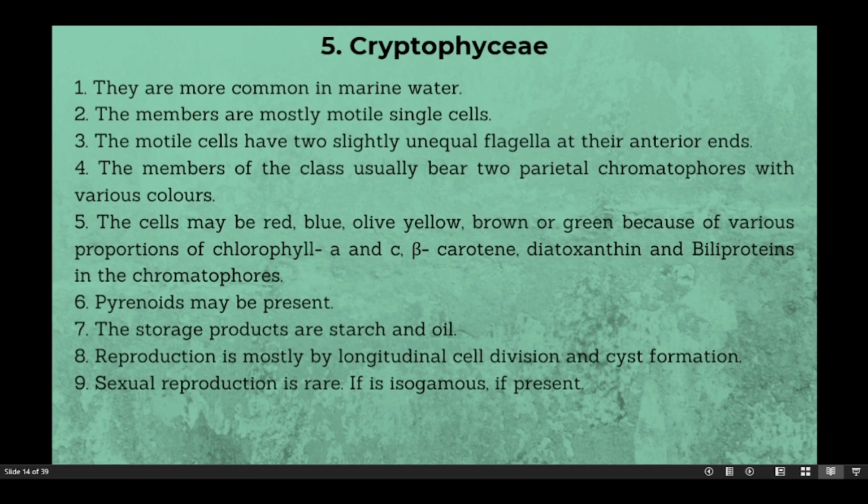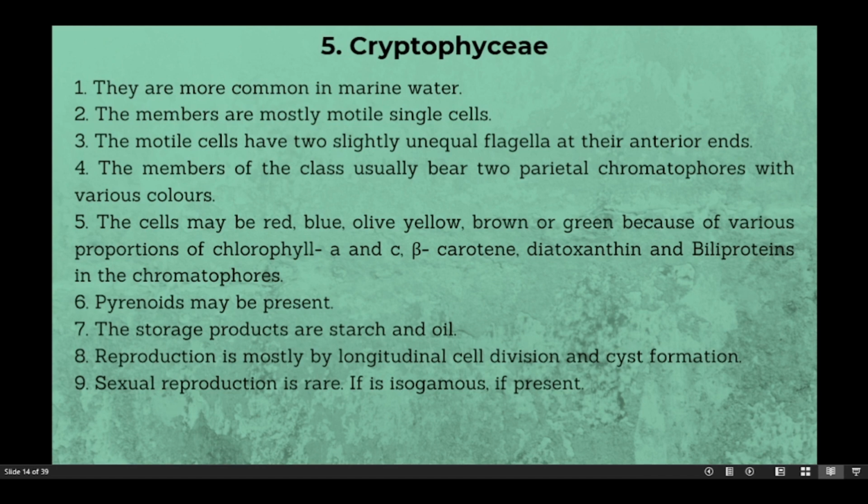They are more common in marine water. The members are mostly motile single cells. The motile cells have two slightly unequal flagella at their anterior end. The members of the class usually bear two parietal chromatophores with various colors.